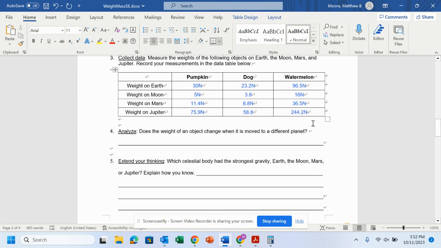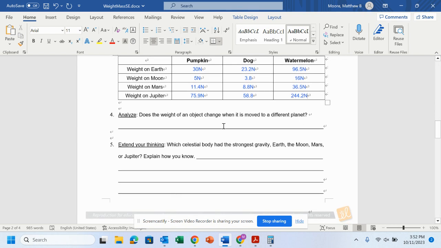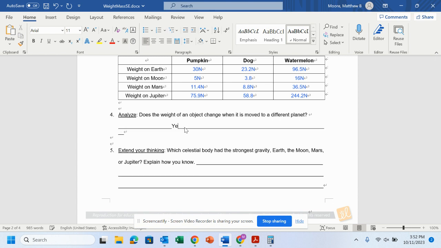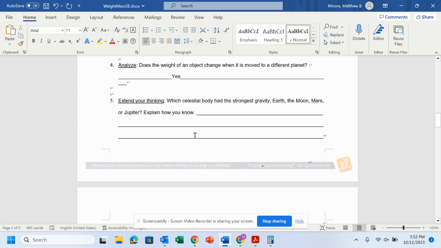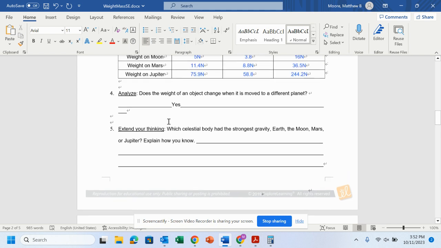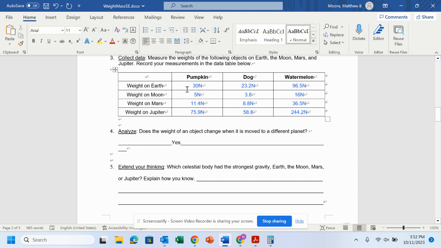Okay, so does the weight of an object change when it is moved to a different planet? So your answer would be a resounding yes. Extend your thinking. Which celestial body has the strongest gravity? Earth, the moon, Mars, or Jupiter? Explain how you know. So celestial body just means in the stars or in space. So the strongest gravity, so we would look at this.